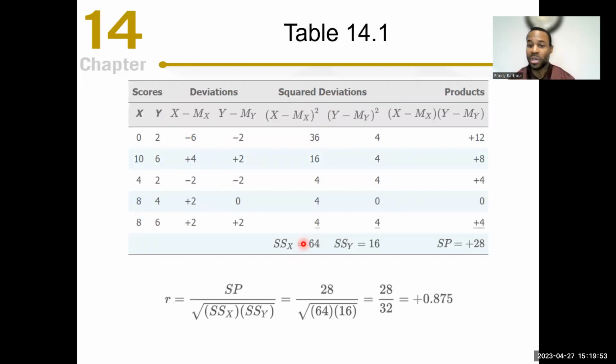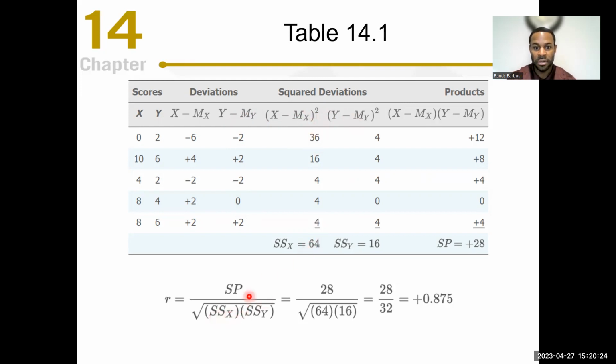Here's an example of how you would calculate it, right? So you have scores for your X, you have scores for your Y, okay? They also have the means for X and Y, okay? And so what they did was they took the deviations for X, they took deviations for Y, and then they squared those deviations, right? So what you see here, this is the sum of squares. This is going to go in the denominator, right?